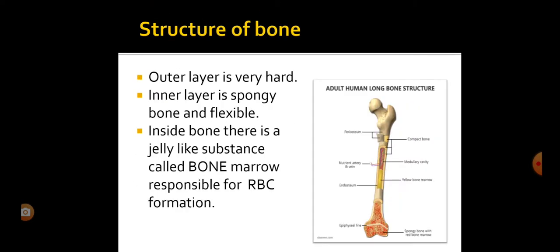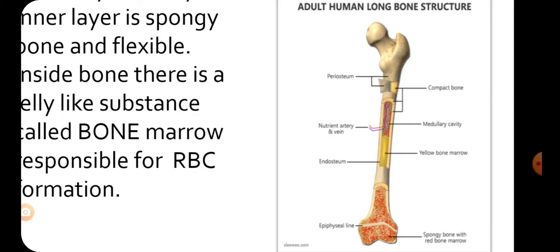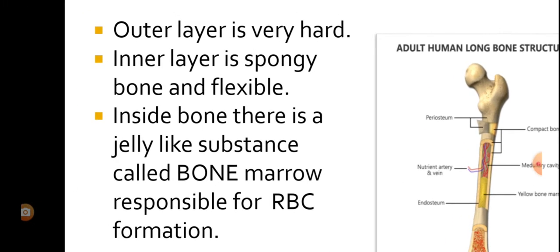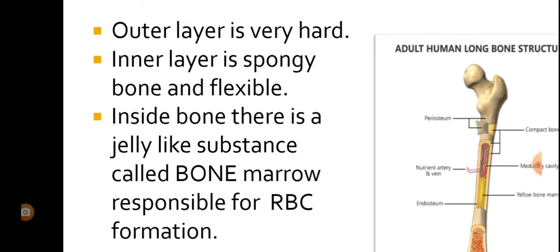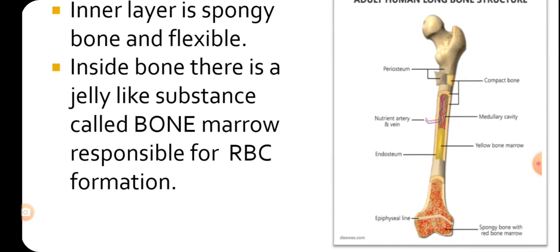Okay. Our next topic is the structure of our bone. So let's see the different structures of our bone. As you can see, this is the diagram of our bone. The outer part or outer layer of our bone is a very hard layer, but inside the hard layer there is an inner layer that is soft and spongy, and inside the bone there is a jelly-like substance known as bone marrow. This bone marrow is responsible for the formation of our blood cells. It helps in the formation of red blood cells.